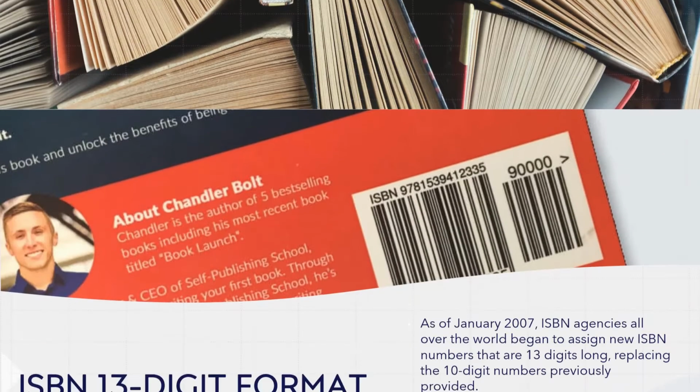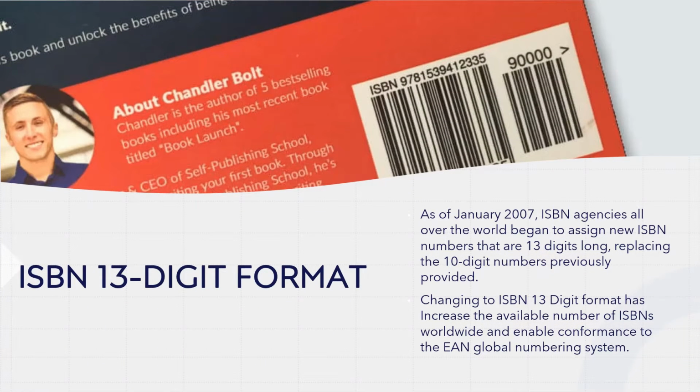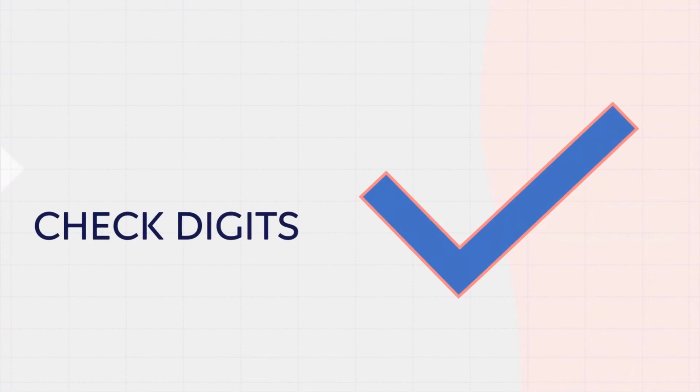ISBN 13-digit format: as of January 2007, ISBN agencies all over the world began to assign new ISBN numbers that are 13 digits long, replacing the 10-digit numbers previously provided. Changing to ISBN 13-digit format has increased the available number of ISBNs worldwide and enabled conformance to the EAN global numbering system. So now I'll be explaining how check digit is computed in ISBN 10 by giving an example about it.